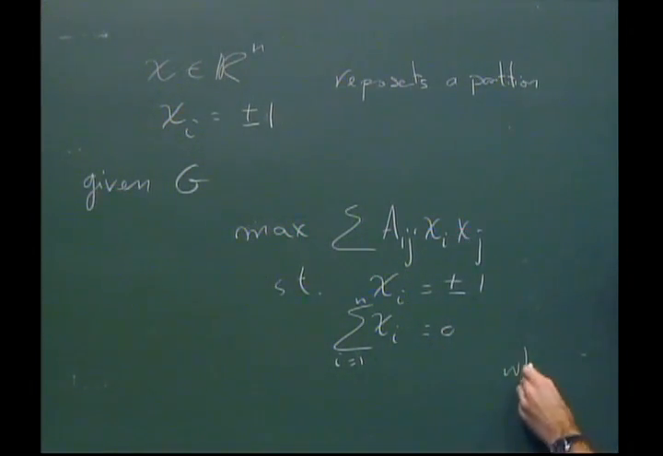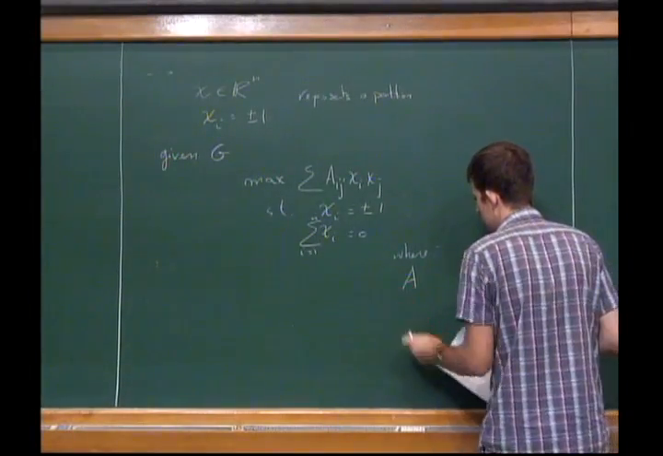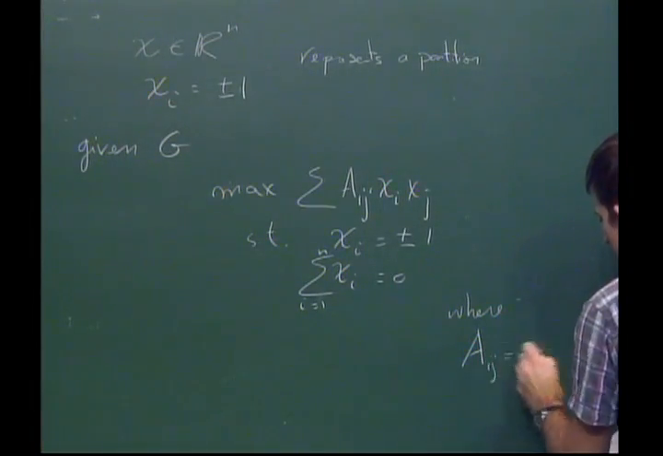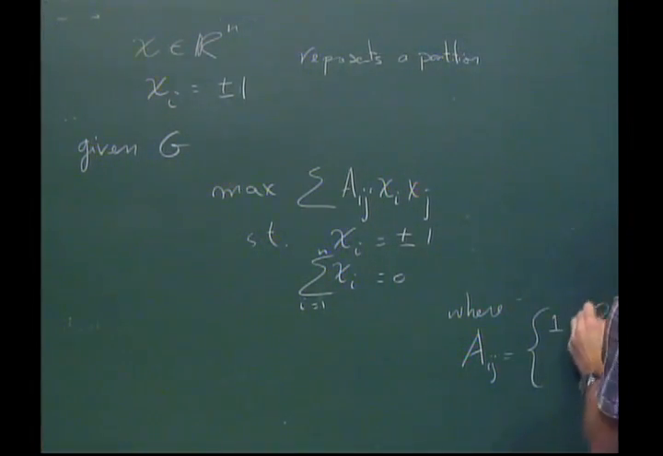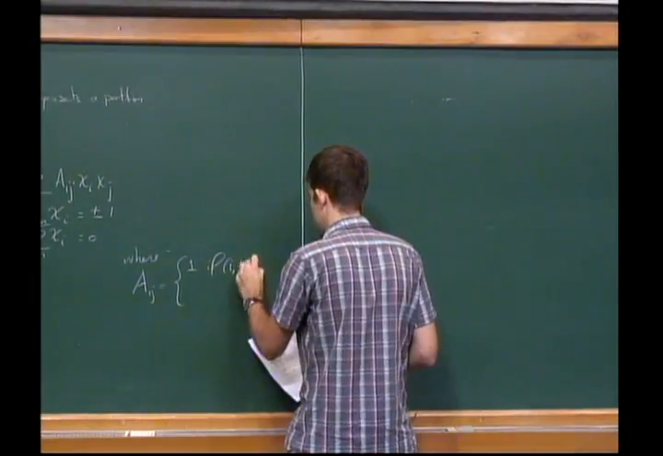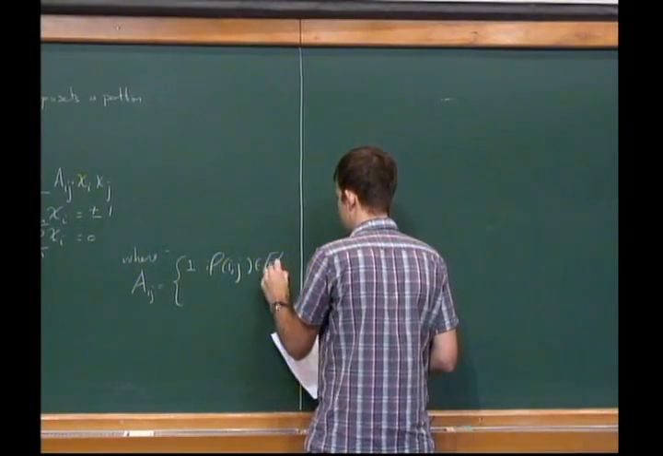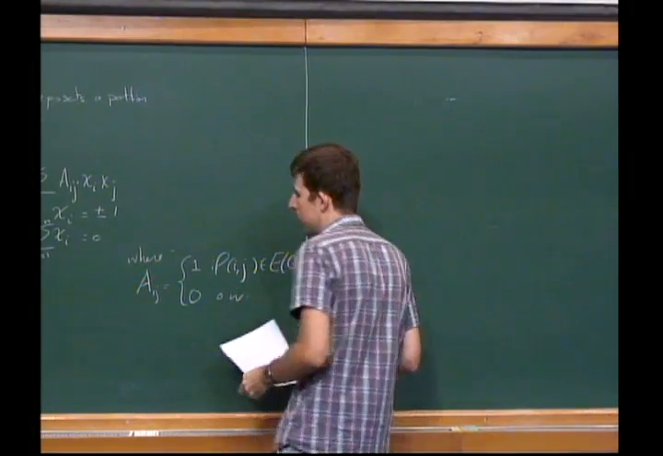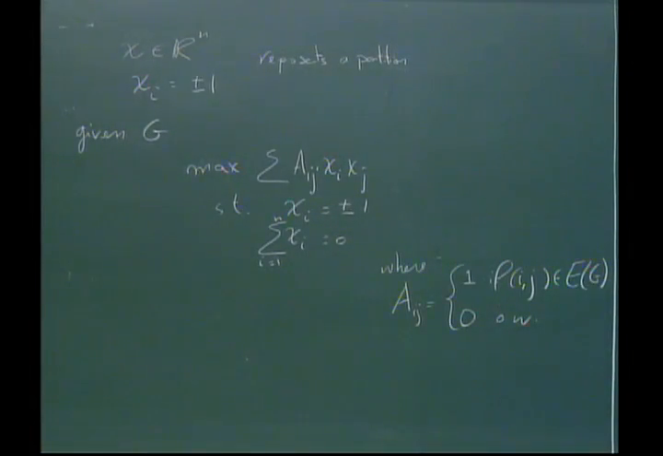Okay, where A is the adjacency matrix of the graph, meaning A_ij is equal to 1 if ij is an edge of the graph and 0 otherwise. Okay? Okay, let's process this for a second.